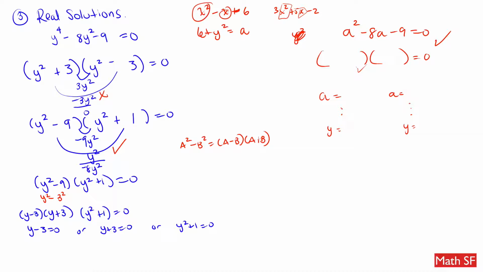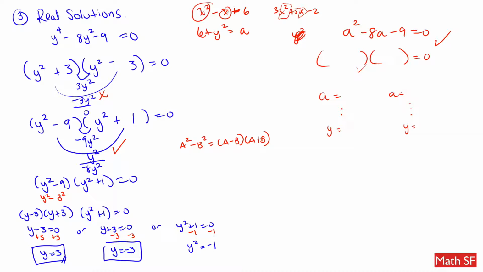Let's solve each of them individually. Plus 3, then you have y equals 3. That's my first answer. Let's do the next one here. Minus 3, and then I have y equals negative 3. Let's look at the next one. Well, I need to isolate the y squared, so I do minus 1, and then I get y squared equals negative 1.